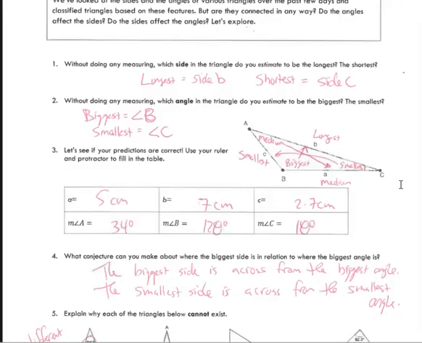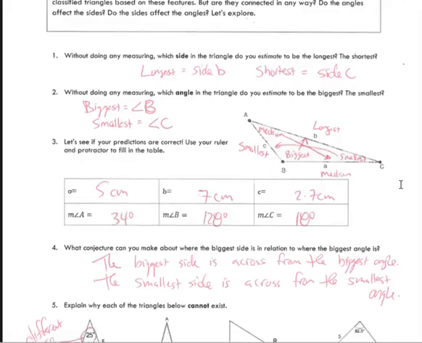It says, what conjecture can you make about where the biggest side is in relation to the biggest angle? It appears that the biggest side is across from the biggest angle, and the smallest side is across from the smallest angle in a specific triangle. You can't say one triangle has a 15-degree angle and the other one has a 22-degree angle, so across from the 15 has to be smaller. It has to be within the same exact triangle.